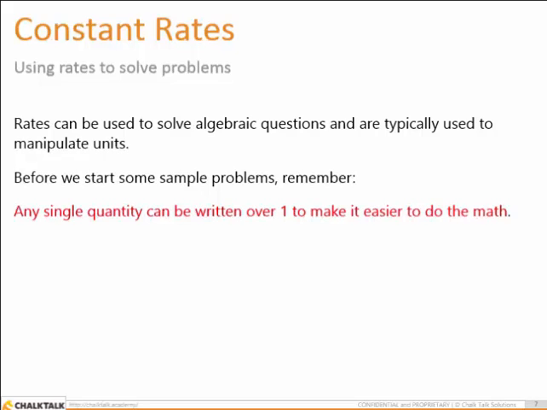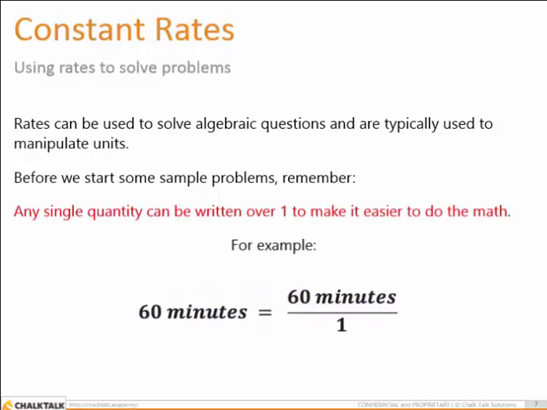Before we start some sample problems, remember any single quantity can be written over 1 to make it easier to do the math. For example, 60 minutes can be written as 60 over 1. This kind of thing is very useful when solving problems with rates.